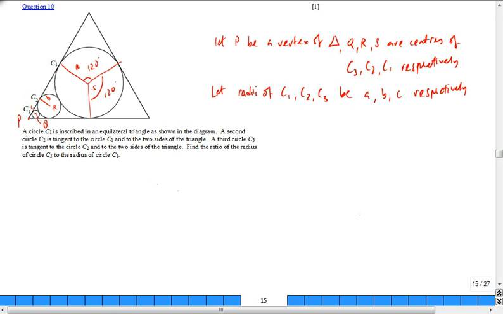Now, you need to draw an important line from P, cutting through all the radii of the 3 circles. This triangle is what we are going to be focusing on. First, can you tell me what this angle is? 60, yes, because we split it equally into 2 parts. So this is 60 degrees.